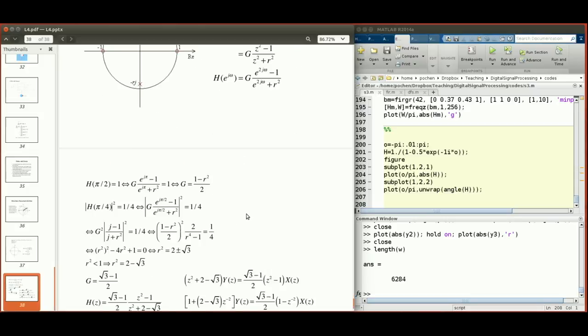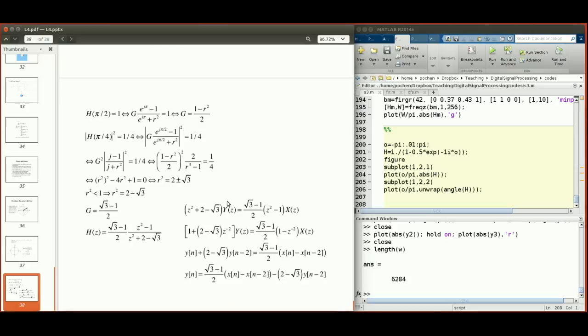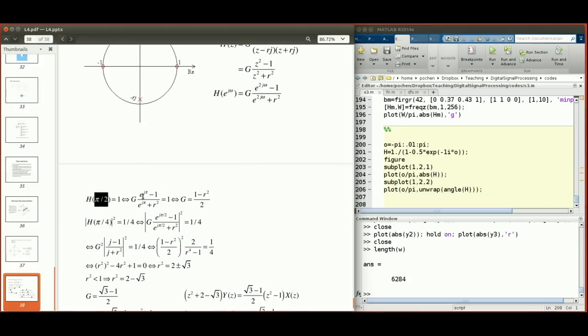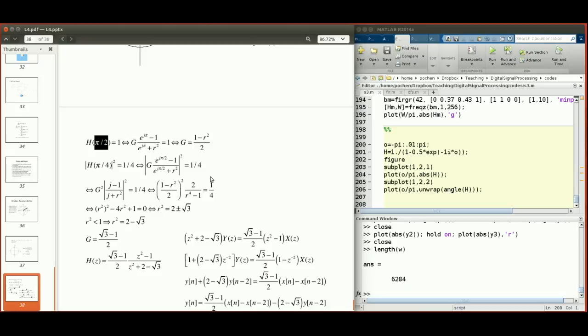So now let's try to determine the variables. Big H(pi over 2) equals 1 is equivalent to what? If we bring pi over 2 into this expression, we replace omega with pi over 2. So it becomes 2j pi over 2, that becomes j pi. e to the j pi is minus 1, so the numerator is minus 1 subtract 1, which is minus 2. And for the denominator, again minus 1 plus r squared. So big G equals 1 subtract r squared divided by 2. This is going to give us one relation between big G and r.